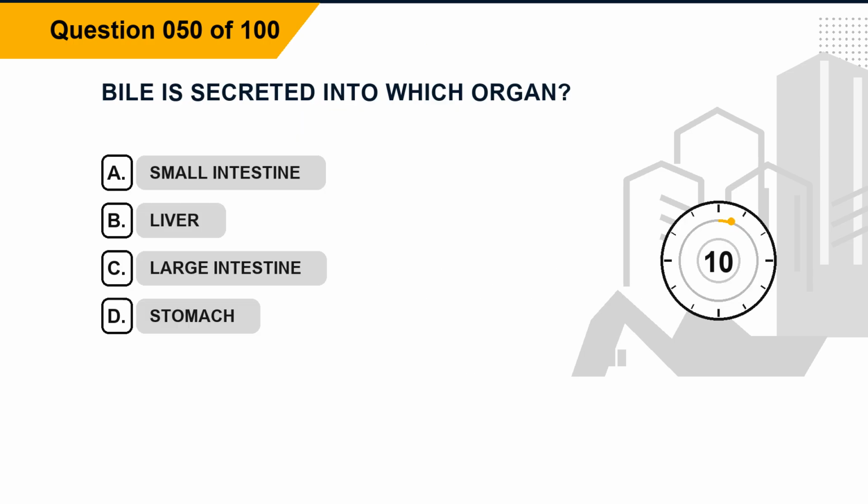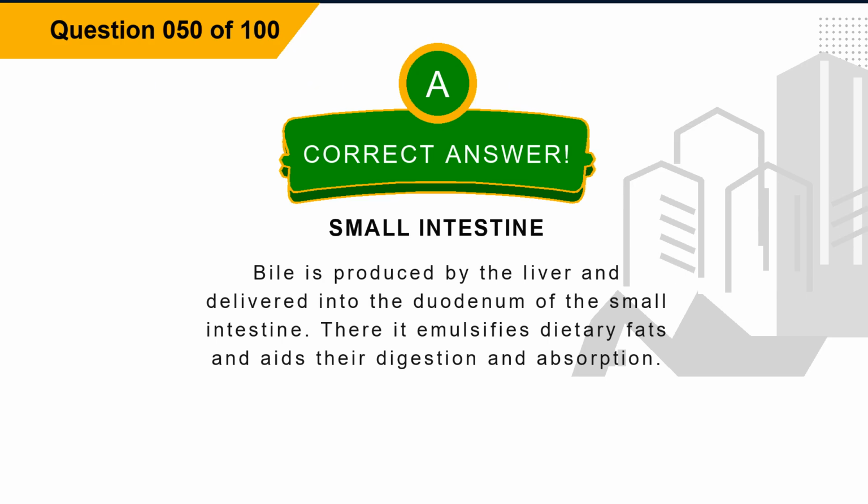Question 50. Bile is secreted into which organ? Option A, small intestine. Option B, liver. Option C, large intestine. Option D, stomach. The correct answer is option A, small intestine. Explanation: bile is produced by the liver and delivered into the duodenum of the small intestine. There it emulsifies dietary fats and aids their digestion and absorption.